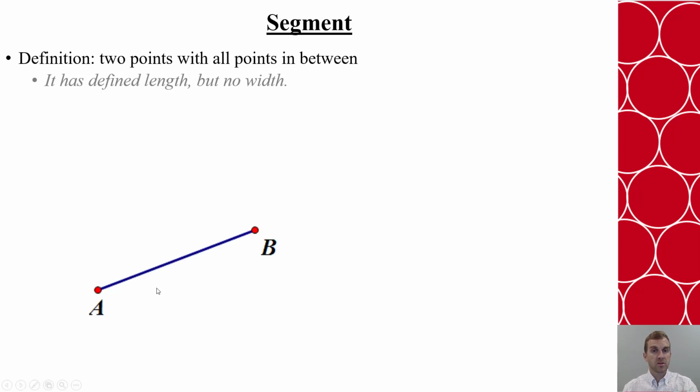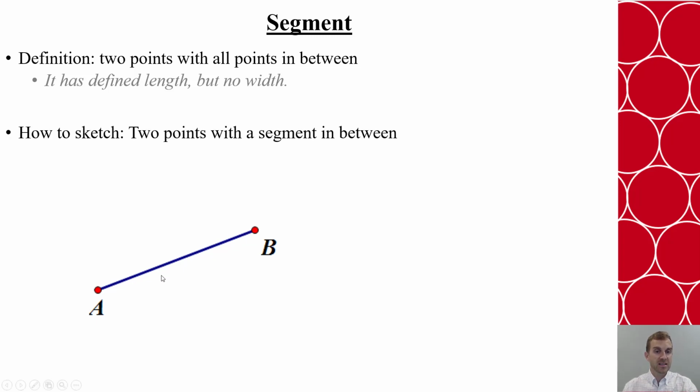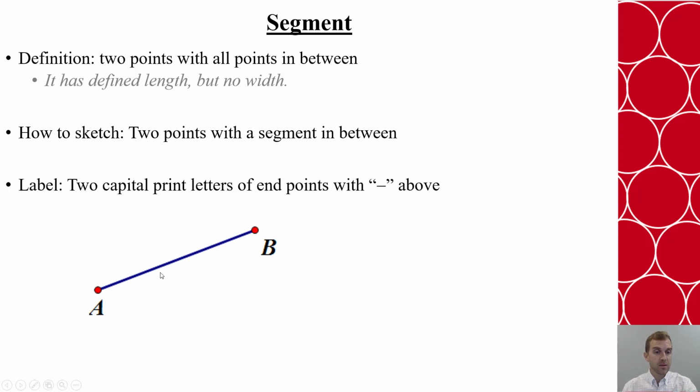Now, we can also create segments, which are 2 points and all the points in between. Unlike a line, there's a defined length to a segment. Again, there's no width to it though. And we draw it by having the 2 endpoints and then a segment in between. The labeling has to be the 2 endpoints of that segment, and we put a flat bar over top of it to represent that it's a segment instead of a line. So this would be segment AB or segment BA. Either is perfectly fine because direction does not matter.